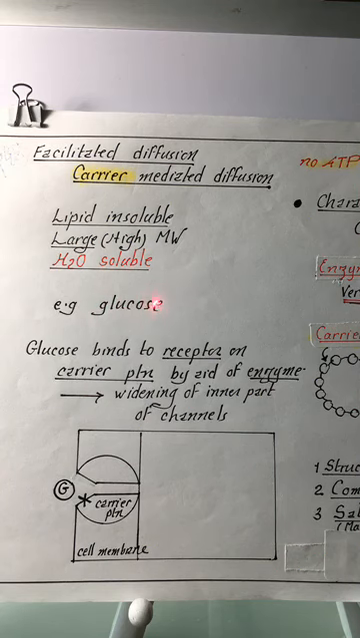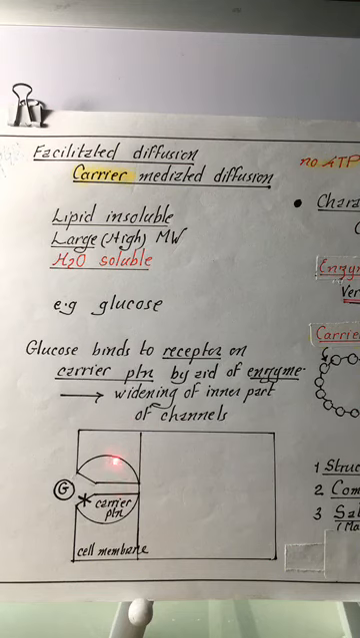Why do we have to facilitate glucose? Because glucose molecules cannot pass through the lipid substance, being lipid insoluble, and cannot pass through the protein channels, being of high molecular weight. But fortunately enough, they are water soluble. Now we come to the mechanism. The only thing is that we have to widen the protein channels for the large glucose molecules to pass through.